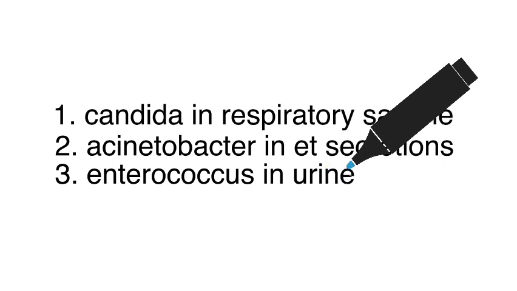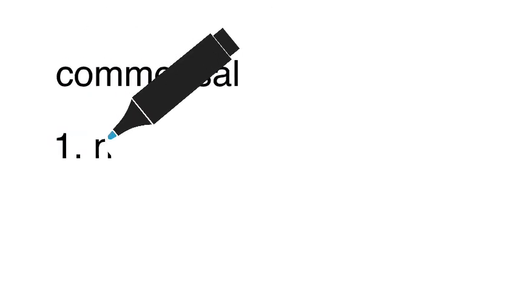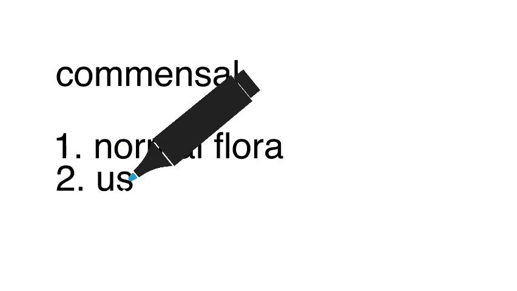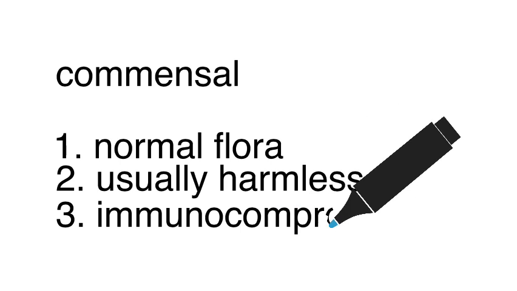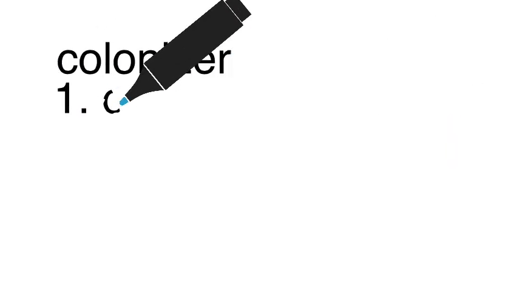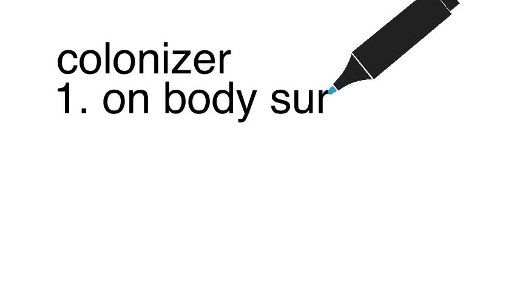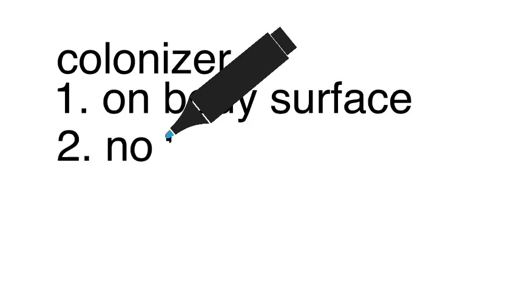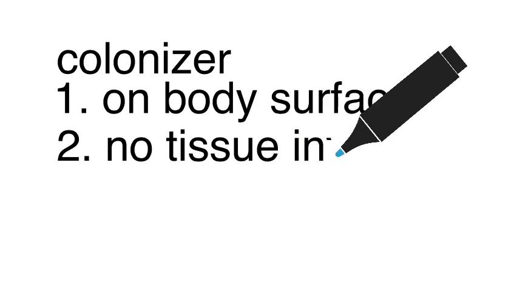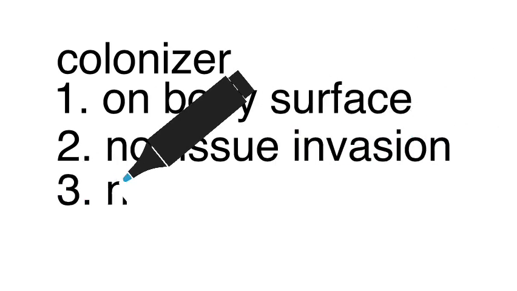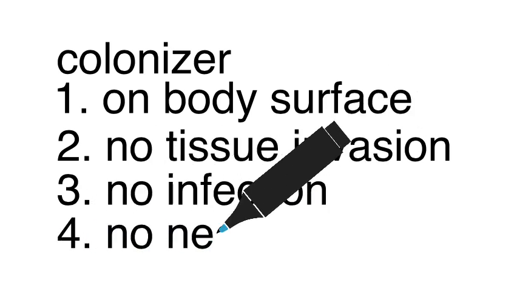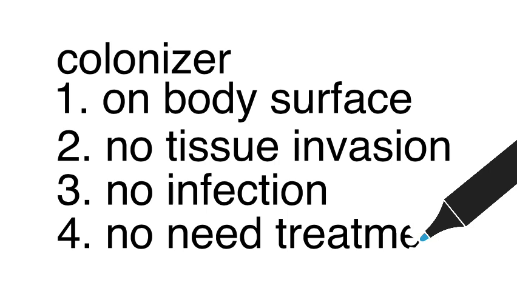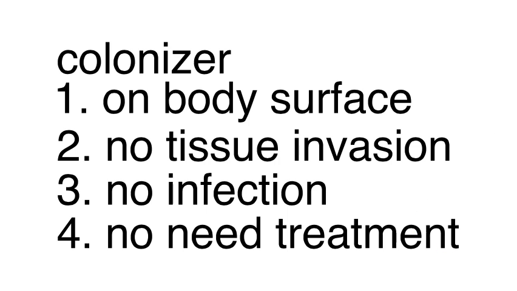Commensal is our normal flora. Usually this is harmless. This can cause disease in patients who are immunocompromised. So what is a colonizer? A colonizer is usually present on the body surface and there is no tissue invasion, and at the same time no clinical features of infection. The patient might not have fever or high CRP, no features of infection, and this does not require antibiotic treatment. So then what is infection?